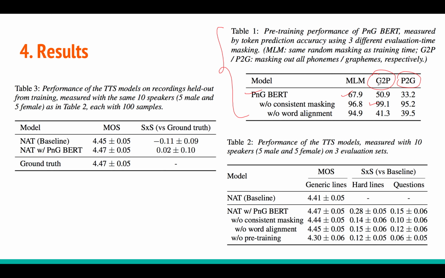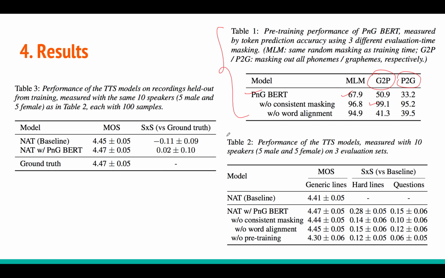If you use only graphemes with MLM, and you don't use phonemes, you're still good. Only if you use word alignment. If you don't, then the results are very poor. Okay, this is about the pre-training part, which is good to understand, because we should know the importance of the type of inputs you are providing to the model, right?